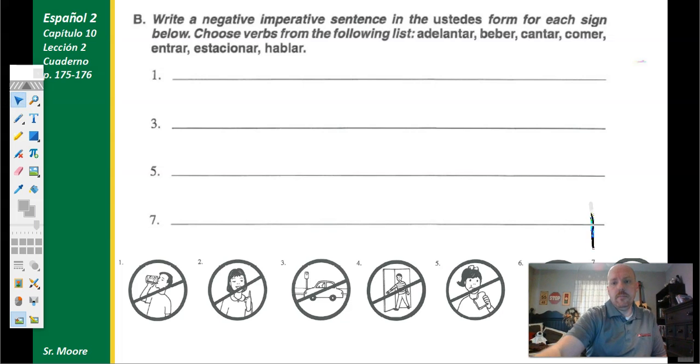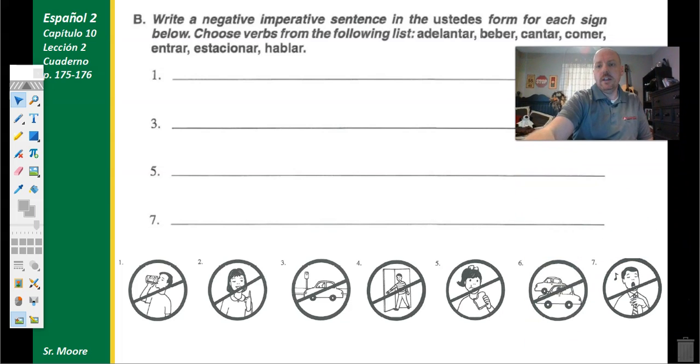This one, ejercicio B, write a negative imperative sentence in the ustedes form for each sign below. So again, we're only doing the odd, so we will just do 1, 3, 5, y 7. But let's make sure that we know what each of these verbs mean.